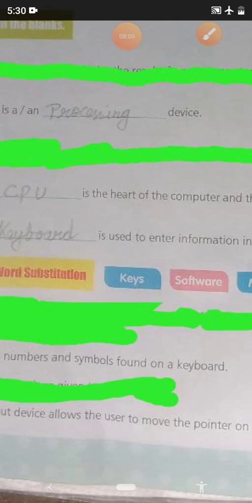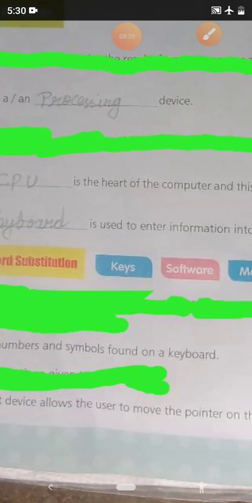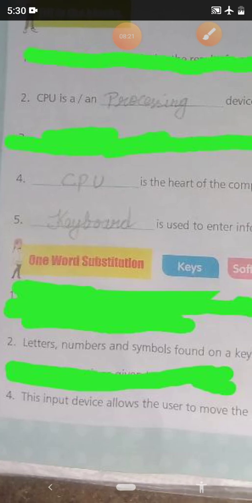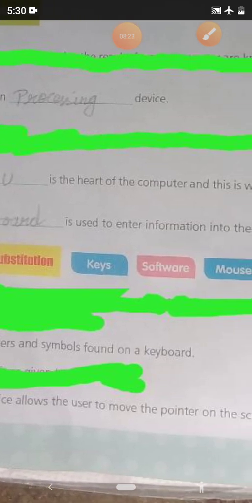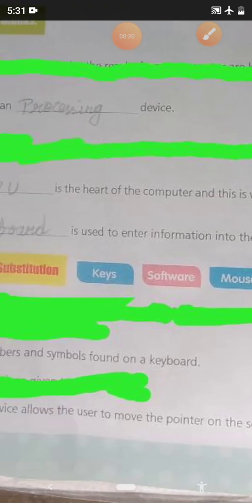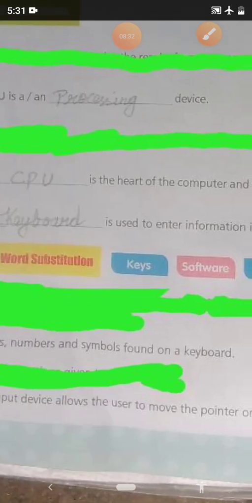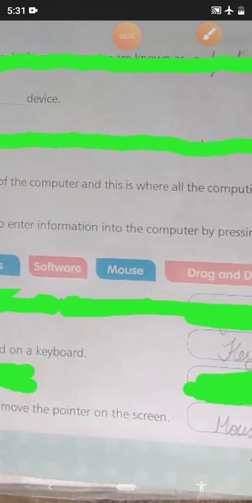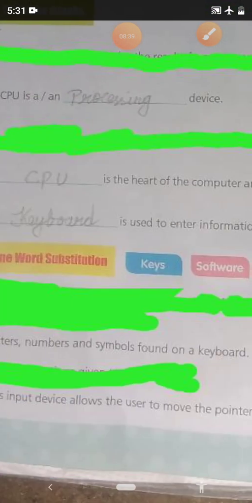keyboard. Very good, keyboard. And then processing. Okay, one-word substitution, second one and fourth one only. Letters, numbers and symbols found on keyboard. Letters, numbers, symbols, these are all called as what? Keys.